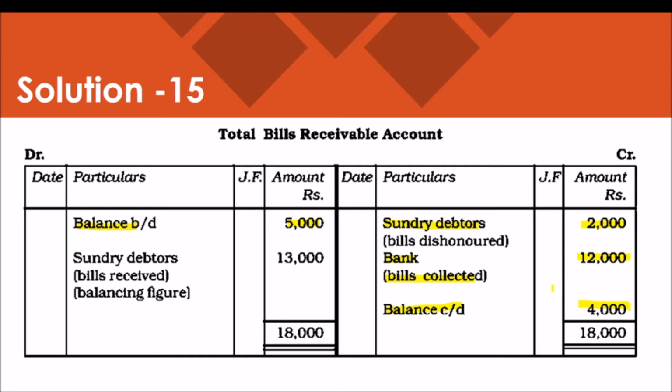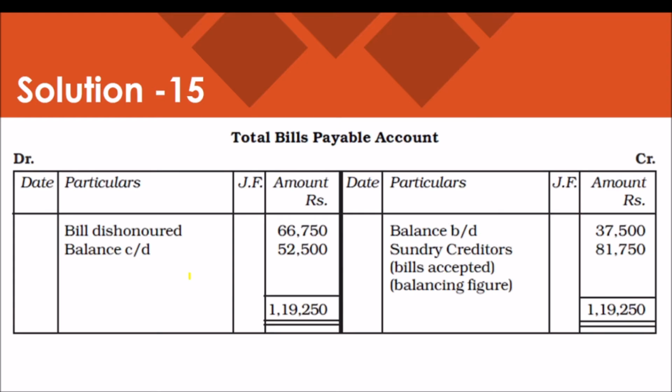All other items are related to bills payable. So we are calculating the total of credit side, 18,000 we are getting. When we find the difference, we are getting 13,000. That is the balancing figure that shows the amount of bill received. Amount of bill received. We will write sundry debtors. So this is the preparation of bills receivable account. We are getting the value of bills received, and we are calculating the bills payable through the total bills payable account.